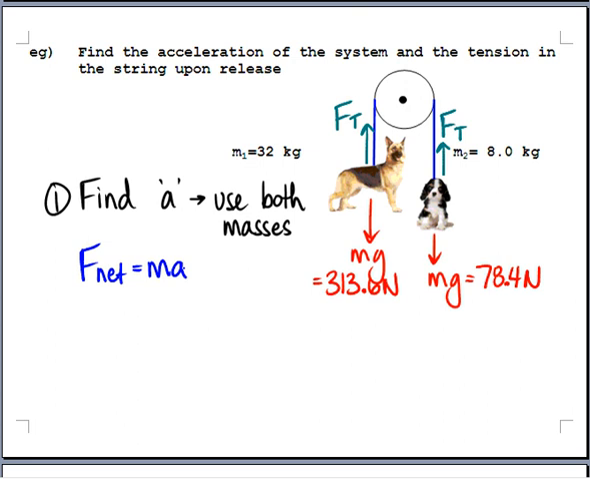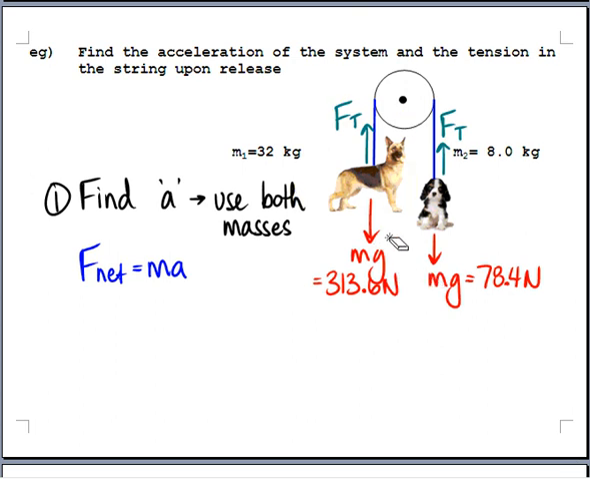So what we've actually got here is two different objects that we have to look at. Let's look at what's happening with the big dog. We're going to focus just on the big dog for a moment, just this scenario. I would look at that dog and say, okay, what's the net force acting on that dog?